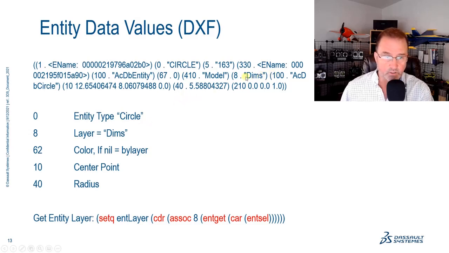There's no color, so you don't see a 62 in here, so the color is going to be by layer. There is a center point, and that's 10. And there's my X, Y, and Z for my center point. And then 40 in this case is the radius.